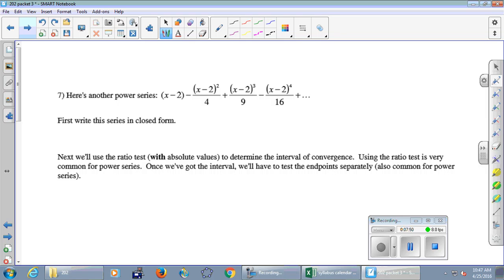So this question right here is very similar in nature to the questions on the project that I just handed out today. Again, make sure you grab one. So the process that we're going to follow here is what you're going to do 4 times on the project. So here we go. First thing we need to do is write the series in closed form. So we'll get lots of practice writing things in sigma notation.